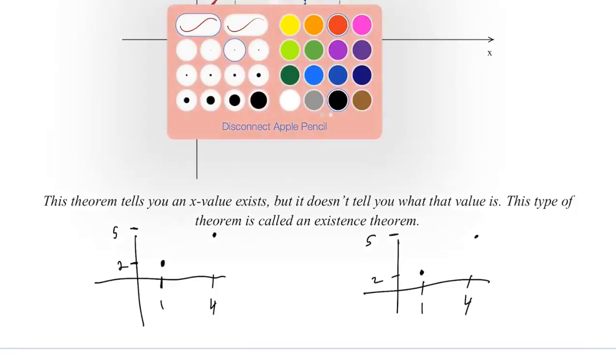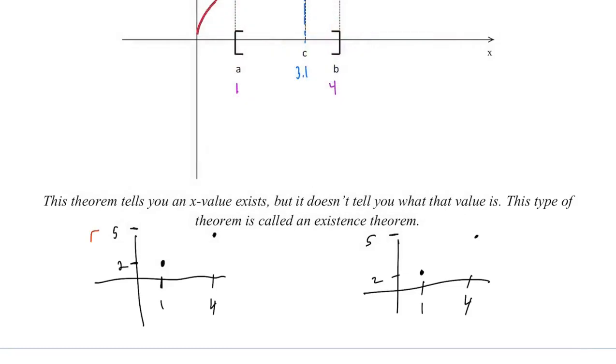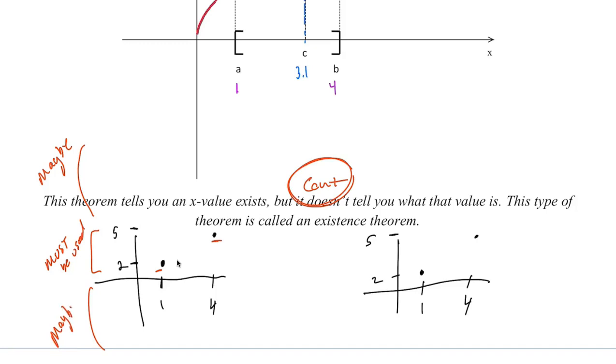What IVT tells us is that all the y values from here to here must be used. So if I tell you we're going from 1 to 4, and it's a continuous function, it has to be continuous. You must say continuous, by the way. That's very important for IVT. Then all the y values from 2 to 5, the y values from here to here, must be used. Now everything above it, it might be used. Maybe. Everything below it, maybe. But the ones between those two values must be used.